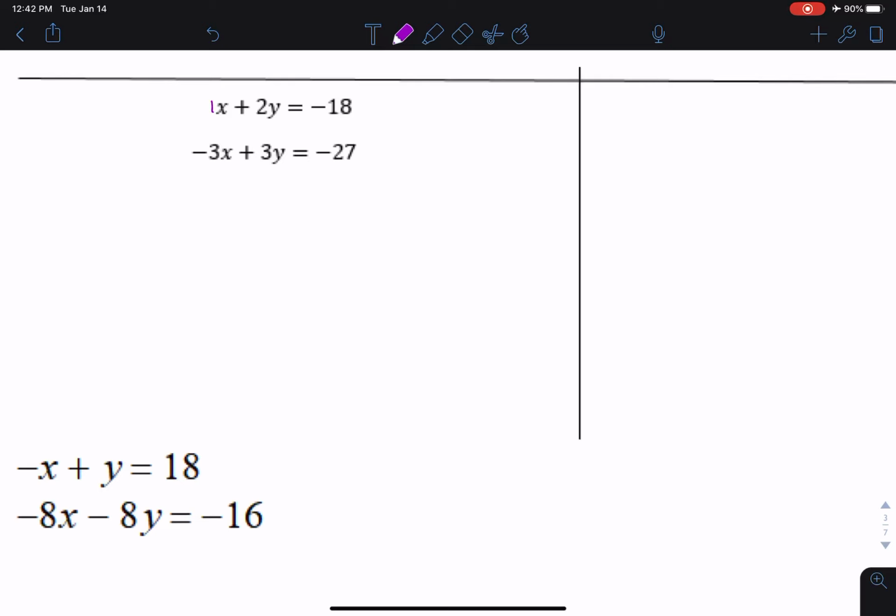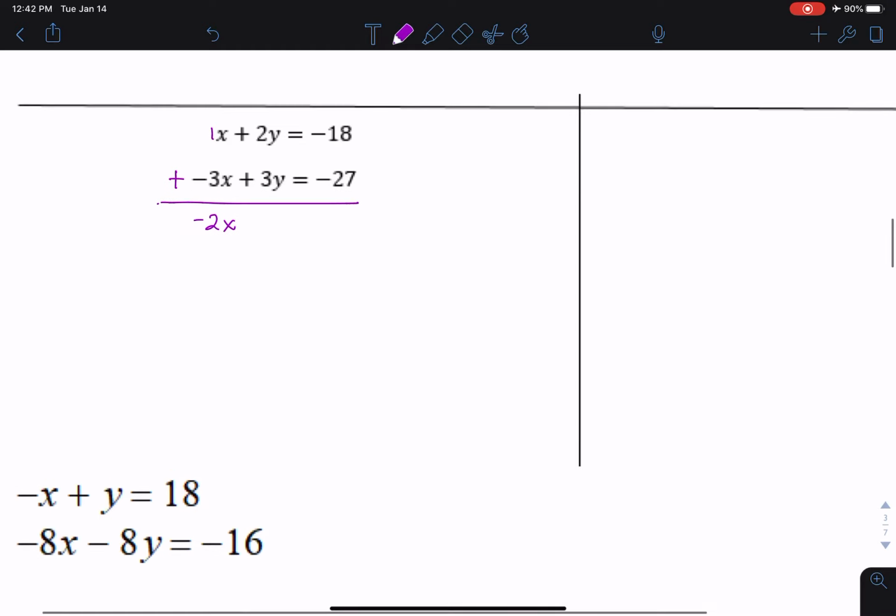If I put a 1 here and I start by adding my equations, 1x plus negative 3x is negative 2x. 2y's plus 3y's is 5y's. So the problem is, when I added my equations, neither letter canceled. And that's the whole goal, is I need one of the variables to cancel so I can solve for the other. So this one I cannot start by adding.